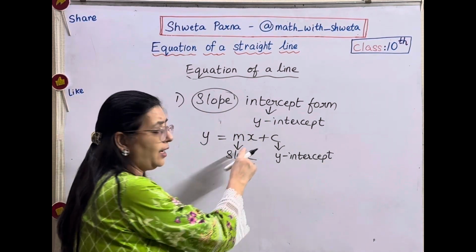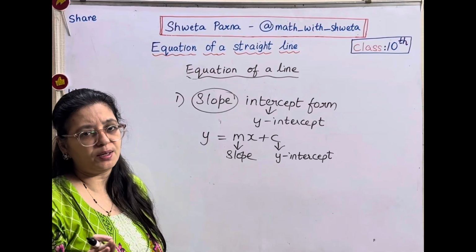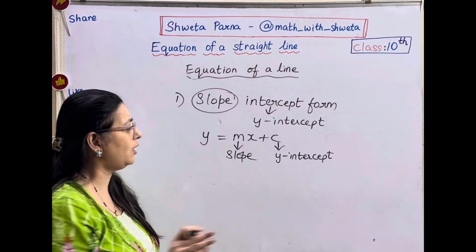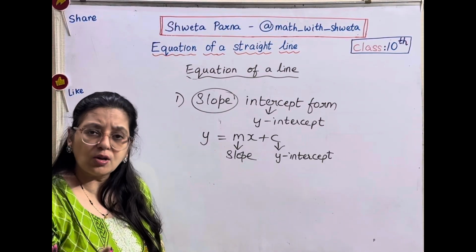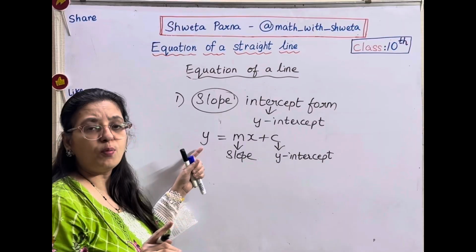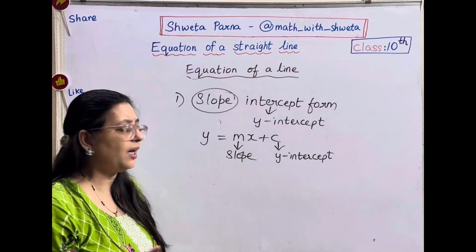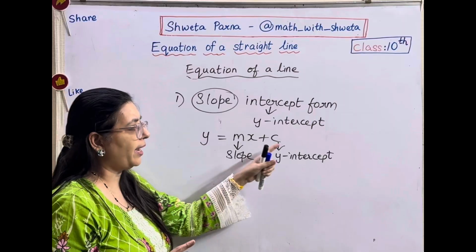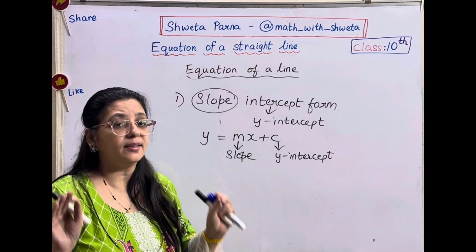Since it's an equation, y and x are the variables. You will not fill any value for them. So the first one is the slope-intercept form, which is y is equal to mx plus c, where m is the slope and c is the y-intercept.